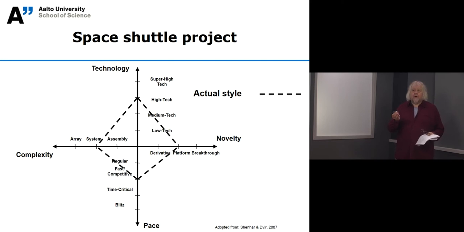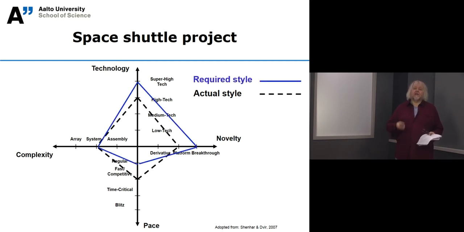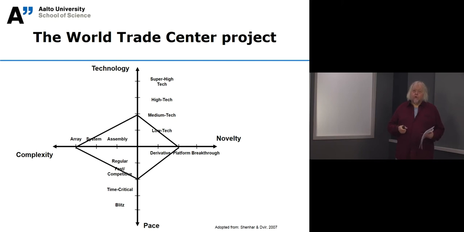Okay, another example is the space shuttle project, where Shenhar had evaluated that the actual management style matched this kind of a profile. But his argument, or Shenhar and Dvir's argument in their book, was that that project should have been managed as a project with very high novelty, that is, a breakthrough, and a super high-tech project. That management style would have maybe helped the project avoid those problems that the space shuttle project finally had. Well, now I'm going to go through these four dimensions by using the World Trade Center project that Shenhar and Dvir also use in their book.